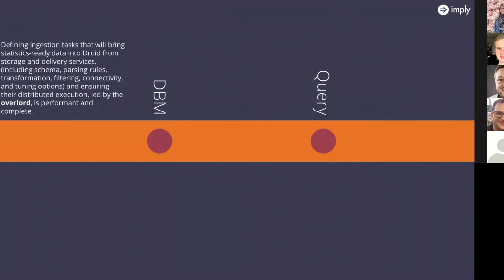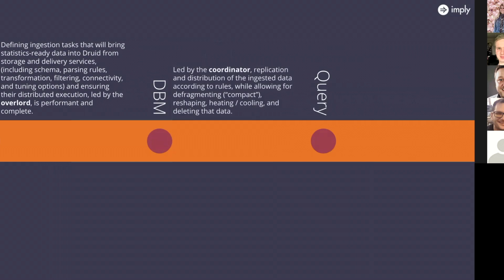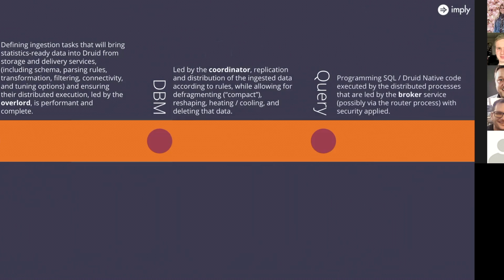Defining the ingestion task and submitting that, working out what the schema is, any parsing rules, transformations, filters, connectivity, any tuning options for the specific ingestion source you're going to, how the execution works for the ingestion, and making sure that that's performant. Database management, anything to do with the assignment and balance of the data throughout the cluster, including targets for automatic compaction, and using the metadata services to reshape and to understand how you should heat and cool your data. And of course, the famous kill task. And then the stuff that's led by the broker: how you design the queries, how you get the queries to execute, and how you apply security.